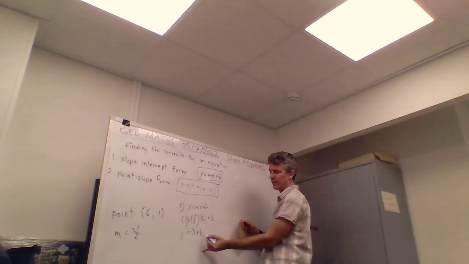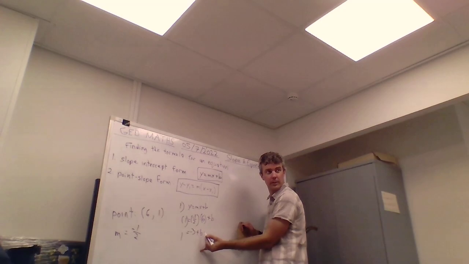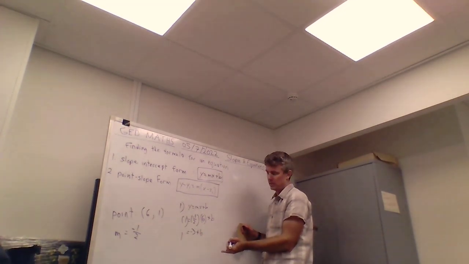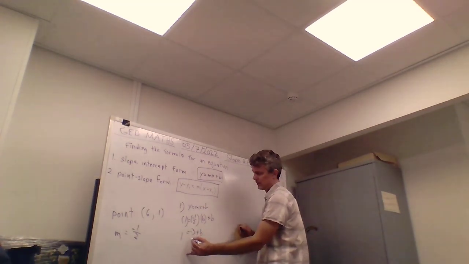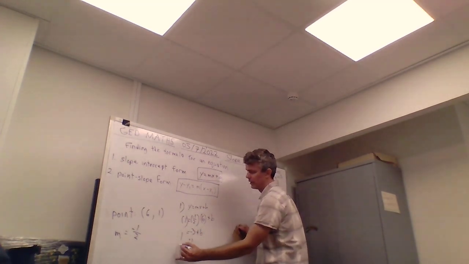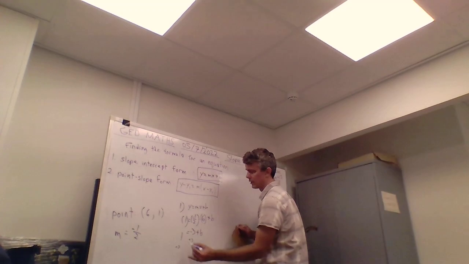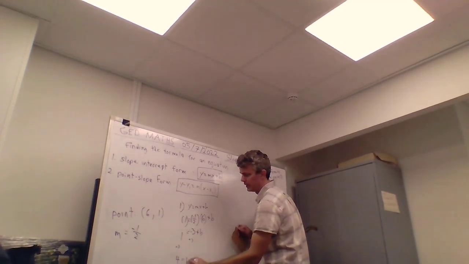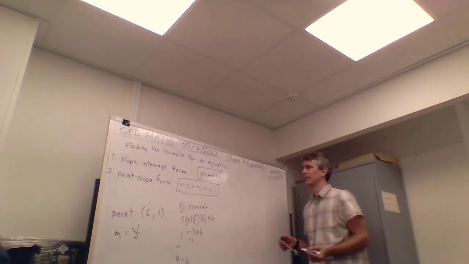Alright, now I want b by itself. So what do I have to do? Not divide, b doesn't have a coefficient. I need to add 3 to both sides. Add 3. Okay, so what's 1 plus 3? 4. b equals 4. Alright?